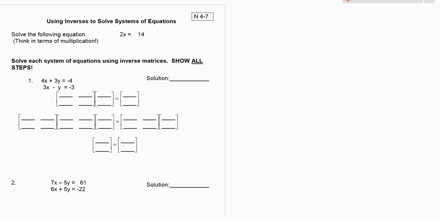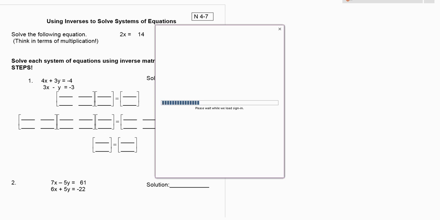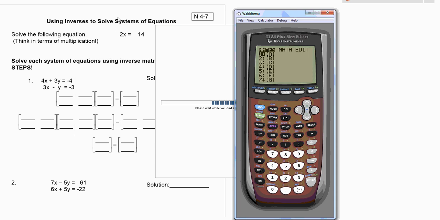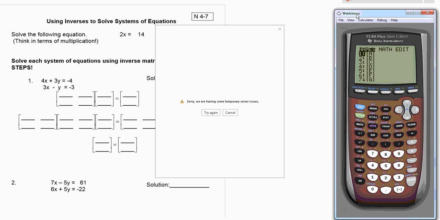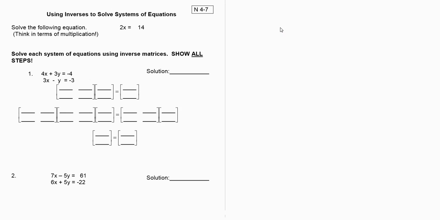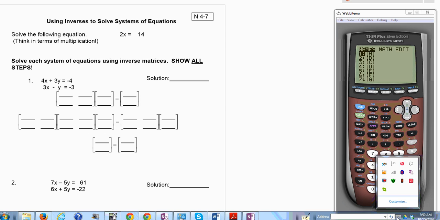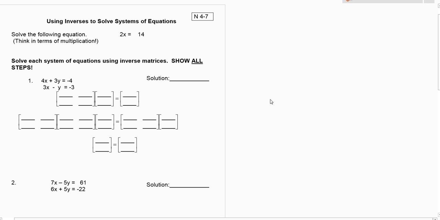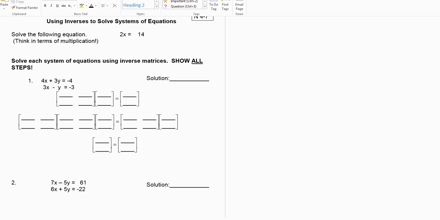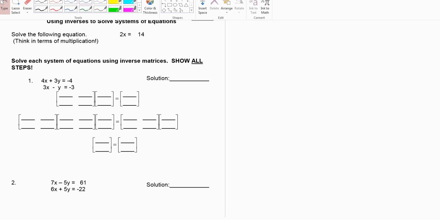Okay, in this video we're going to take a look at how to solve a system of equations using your matrix calculator. So first thing we'll do is set up our two matrices that we need. So let's see if we can do this real quick.